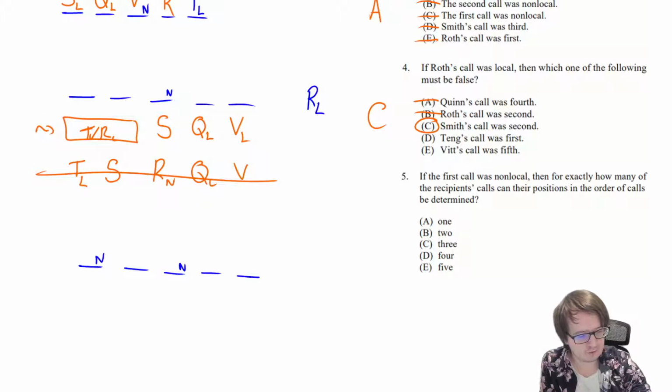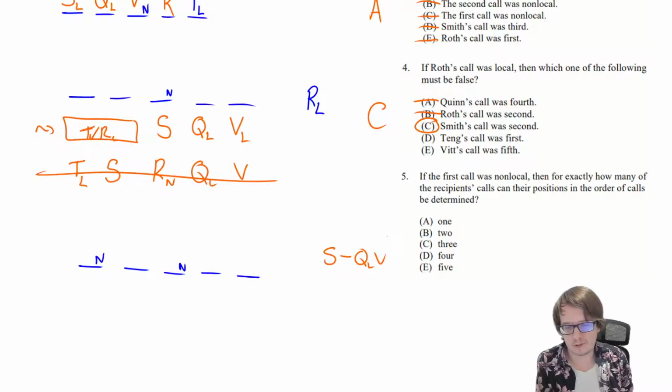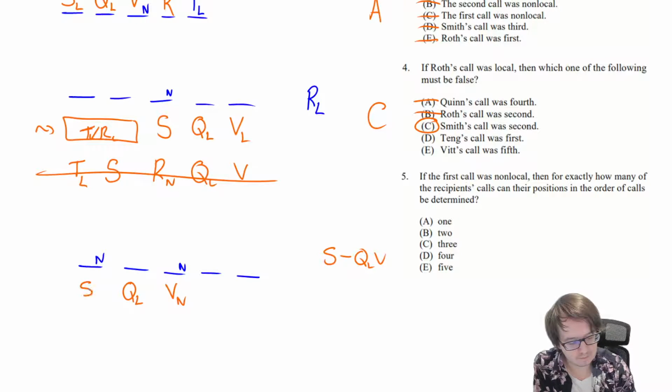Okay, so we have our nice little rule, our SQLV from before that we're going to use again, because there are 2 places right now that we could put this. I'm going to show you one that doesn't work right away that I can see. So if we put QL here, that means that V is going to come after, and that means that V is non-local. But that is going to force S to be non-local as well, and this is a problem because we know that S and V have to be different. So this one isn't going to work.